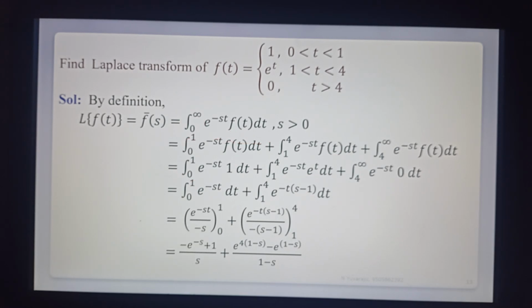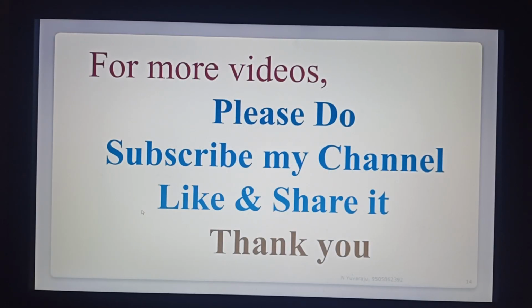So this is the first topic, Laplace transformation, with examples.